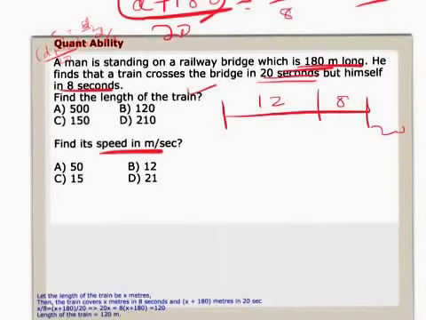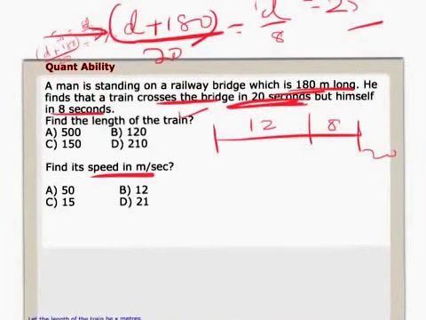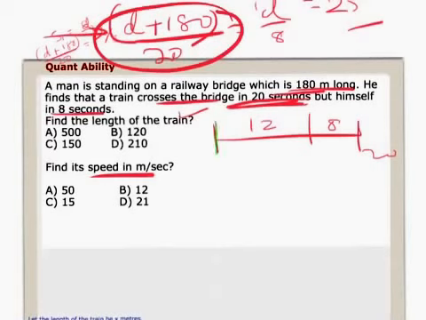Alright, total time taken was 20 seconds to cross the complete railway, the train and the bridge. Yeah, this part is d plus 180. So what I'm doing now is breaking them into two parts. Out of the total 20 seconds, 8 seconds is the time to overtake the man. The remaining 12 seconds is the time taken to overtake the bridge.